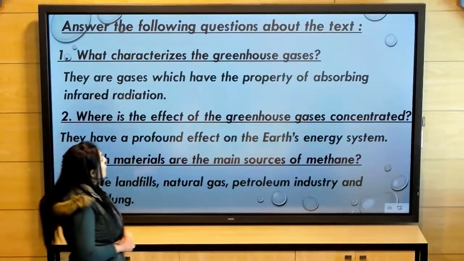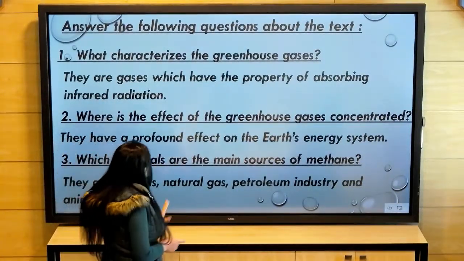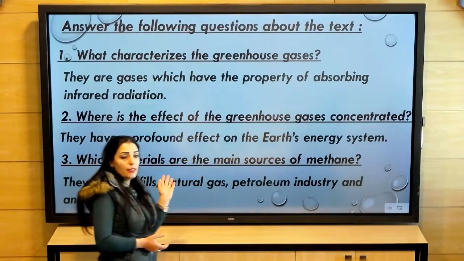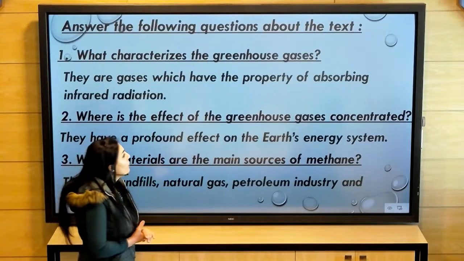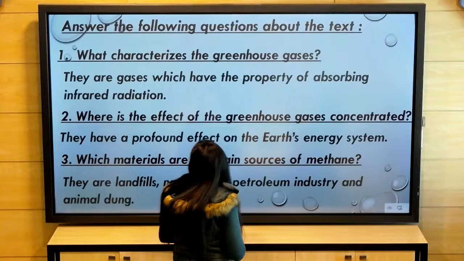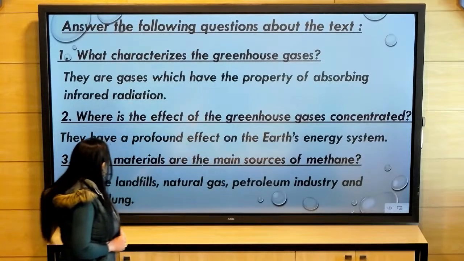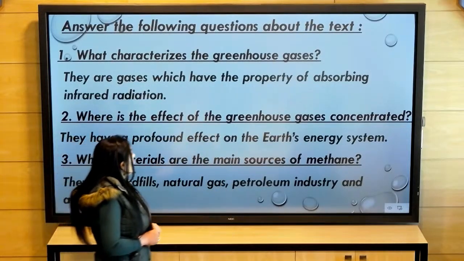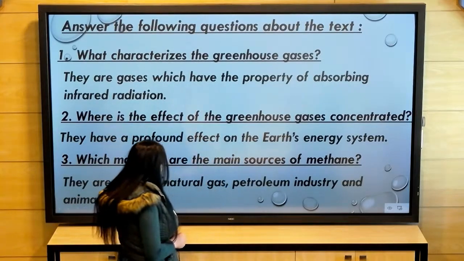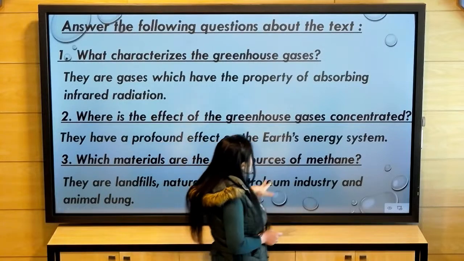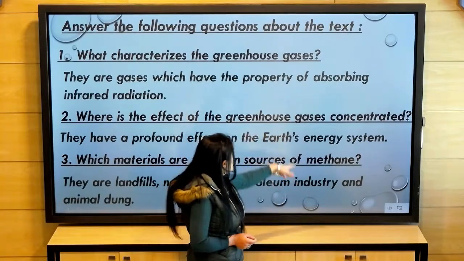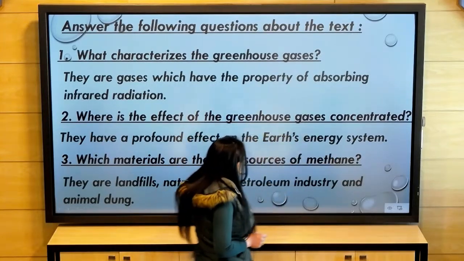Now, answer the following questions about the text. Number 1, what characterizes the greenhouse gases? What are the features of greenhouse gases? They are gases which have the property of absorbing infrared radiation. Number 2, where is the effect of greenhouse gases concentrated? They have a profound effect on the Earth's energy system. So it's concentrated on the Earth's energy system.